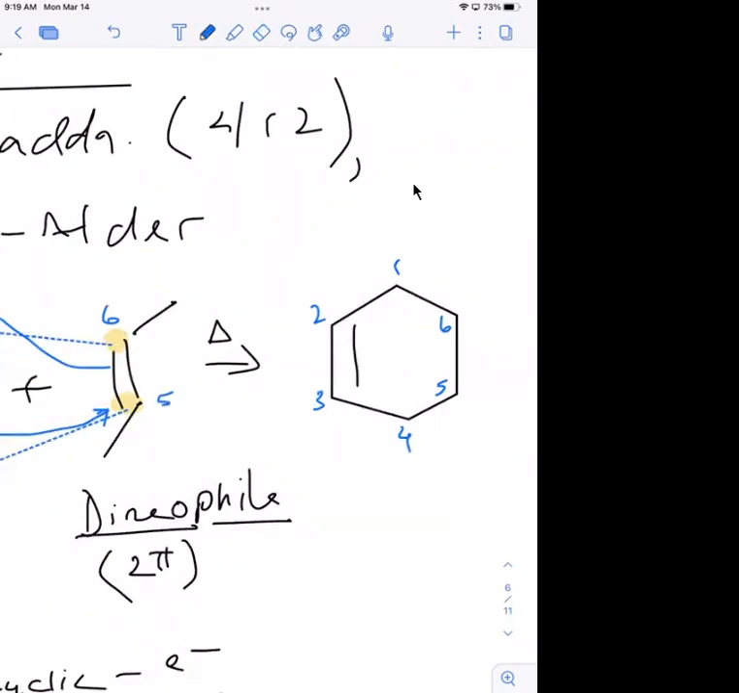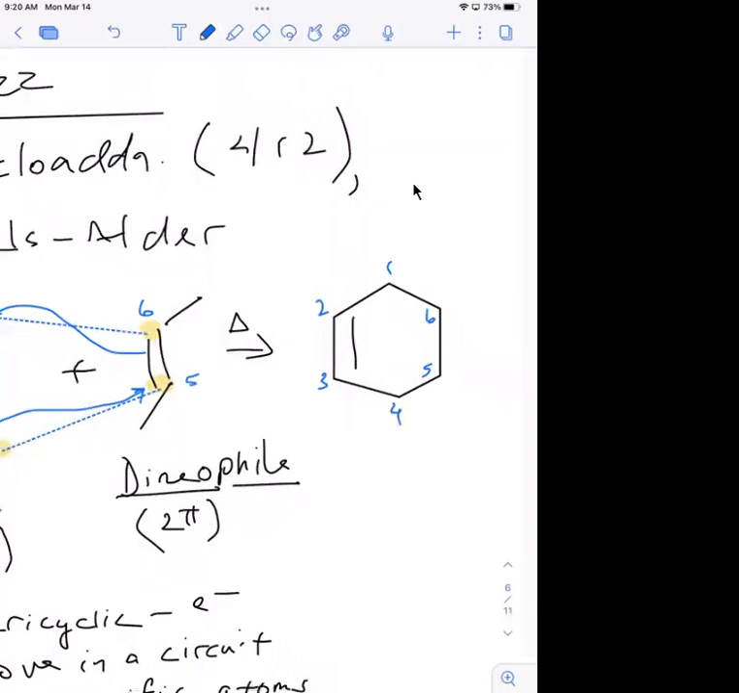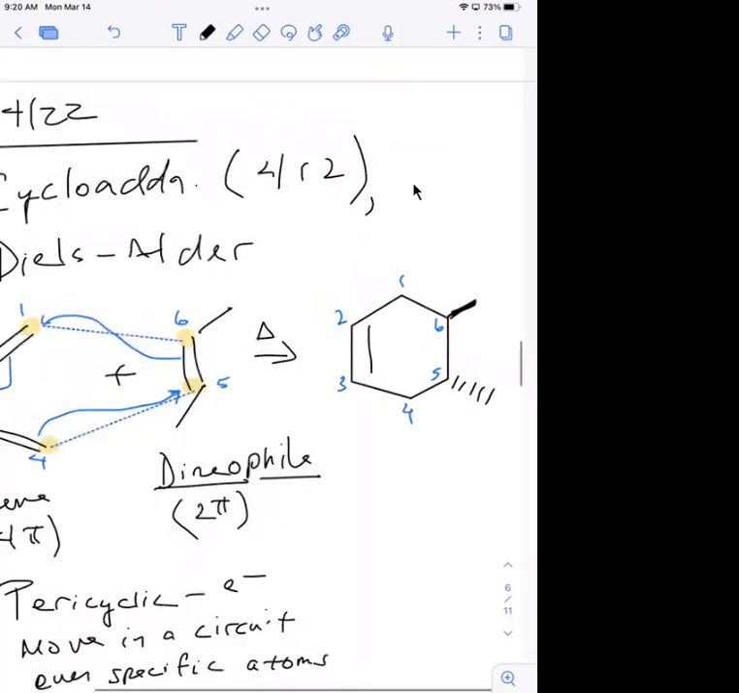So what's the arrangement of the 2 groups over in the dienophile? Cis or trans? Trans. Good. They're trans. So in the product, they also have to be trans. That's one of the key characteristics of this reaction. This is going to be here, and then the other one will be here. Let me move that so I can write some notes in here.